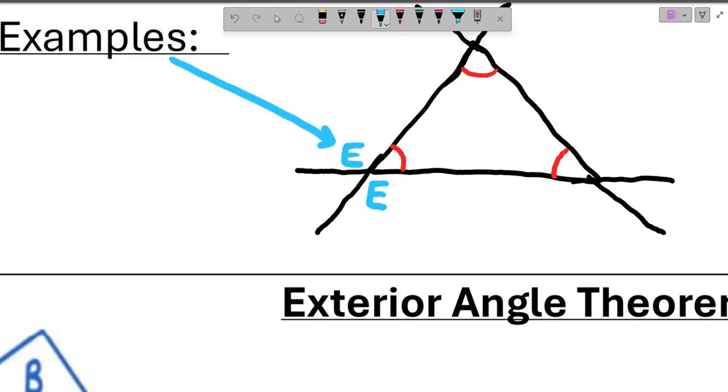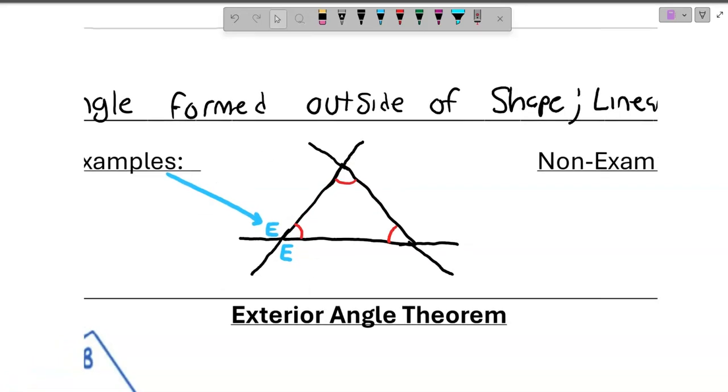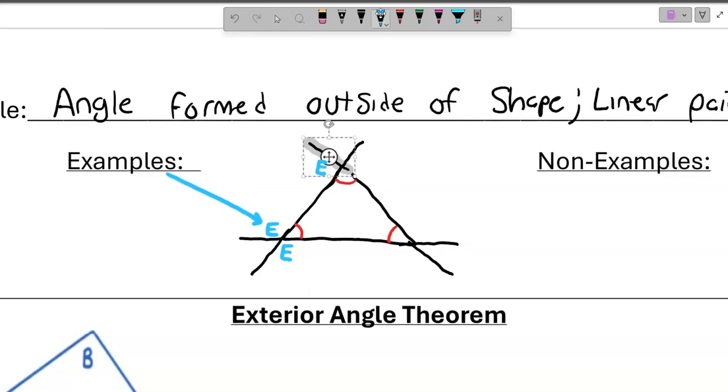Now, on the other two sides, let me zoom out, there we go. This is also exterior. This is also exterior. Notice all of these are linear pairs, okay? Now, what sometimes creates confusion is that these ones that I'm creating in green are not exterior angles. They are actually vertical angles with your interior angles, so they do not have any special classification. Okay, so let's talk about that last example then.